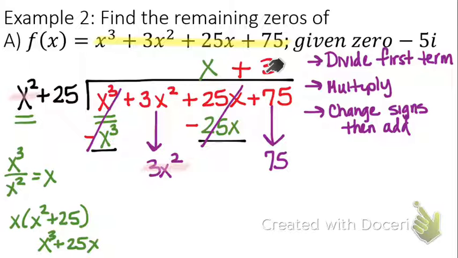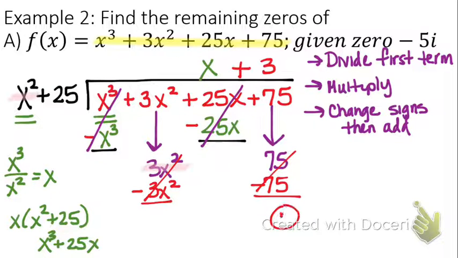Now take this 3 and multiply it by x squared. So 3 times x squared is 3x squared. And then 3 times 25. 3 times 25 is 75. Change both signs. These both cancel, so we have a remainder of 0. So I know I did that right because I ended off with 0. So this is my last factor.